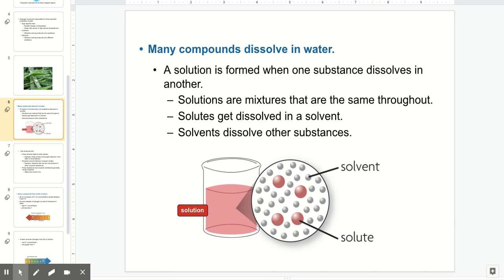So your powdered Kool-Aid type drink or iced tea type drink, when you dump in the powder and you have the water, water is the solvent, and the powder that you dump in is the solute. You stir it up, you mix it up, and you get your drink, and that drink is a solution.